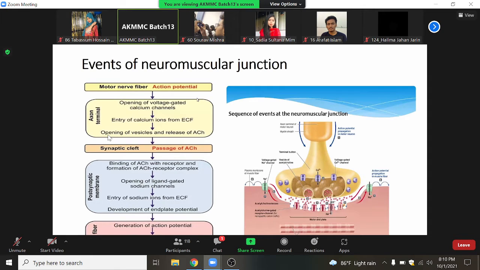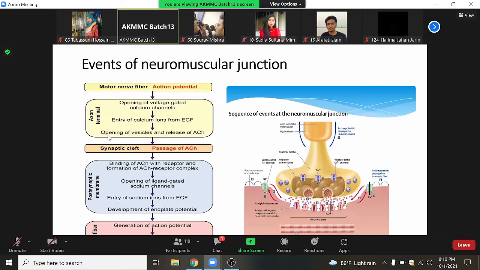Now, events of neuromuscular junction. What happens when any potential arrives? It needs stimulation. Okay, at first, this stimulation is carried out by motor nerve fiber. So when motor nerve fiber carries out this stimulation, the action potential begins. And when the action potential begins, what happens in this nerve fiber? There are some voltage gated calcium channels present here. This voltage gated calcium channel opens, and calcium begins to enter from the extracellular fluid.